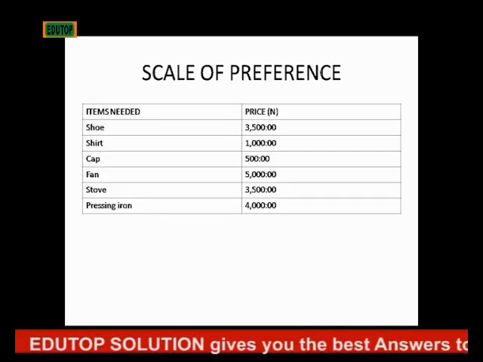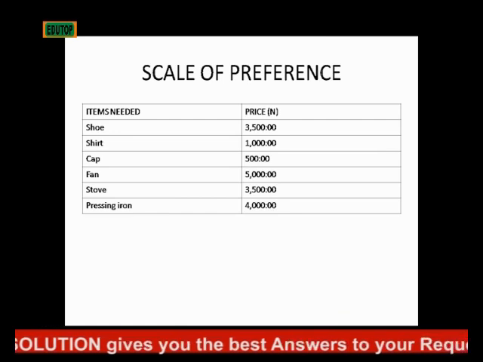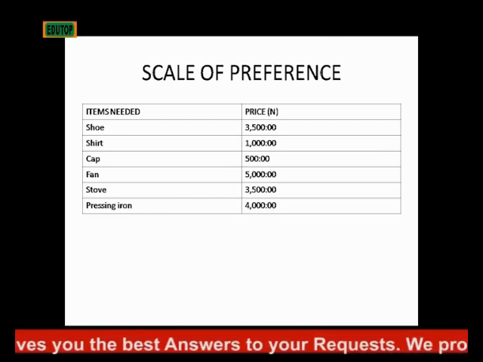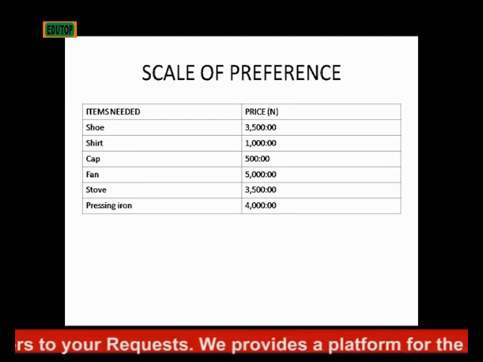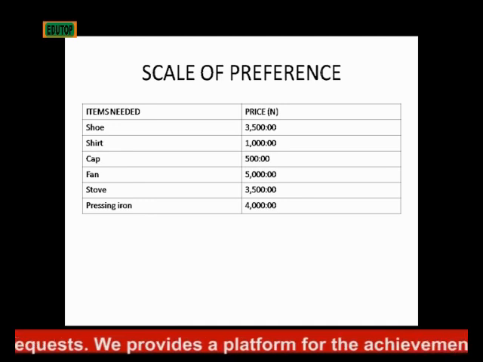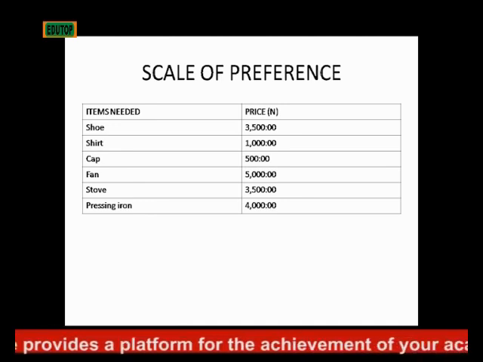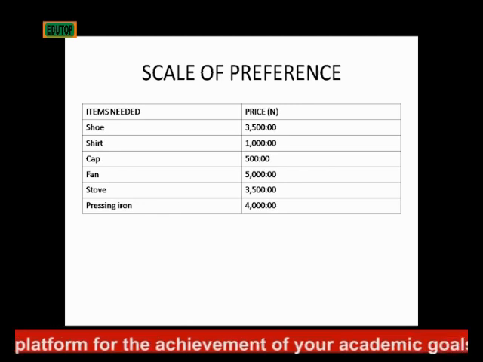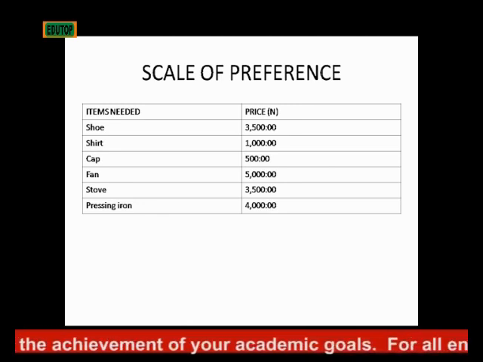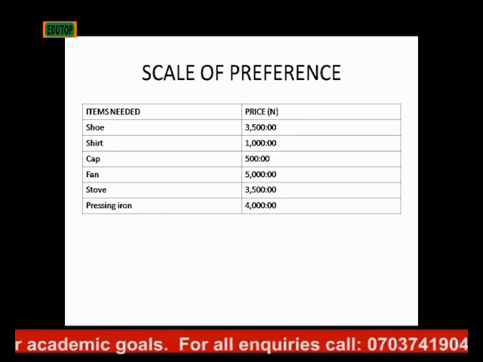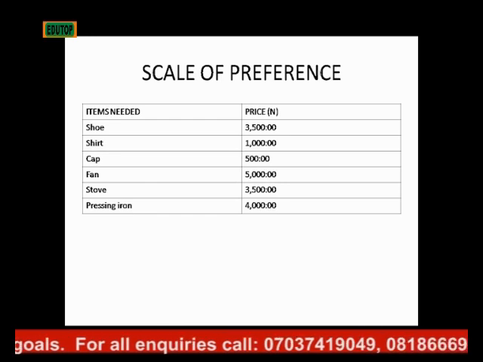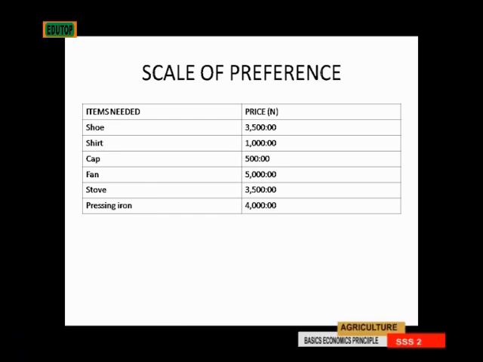And the cost of the shoes and the rest is this. Shoes is 3,500, shirt is 1,000 naira, cap is 500 naira, fan is 5,000 naira, stove is 3,500, pressing iron is 4,000 naira. So if you look at the total cost of all he needs to buy, we have 3,500 plus 1,000, that's 4,500, plus another 500, that's 5,000, then plus 5,000, that's 10,000. So the total amount of what he wants to buy is 17,500, and the money he has is 10,000. So that's what I meant by saying human wants are unlimited, but the resources are limited.